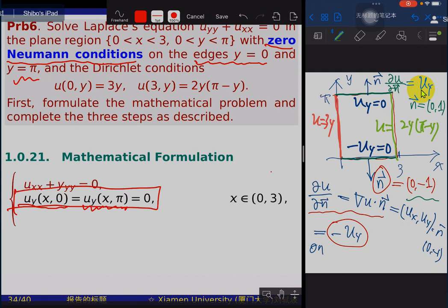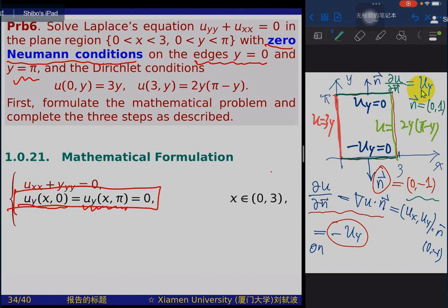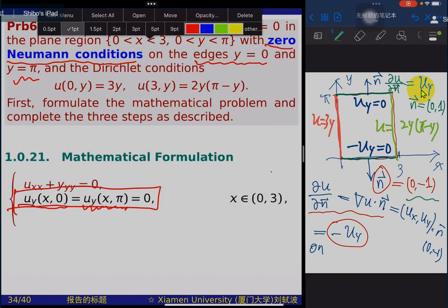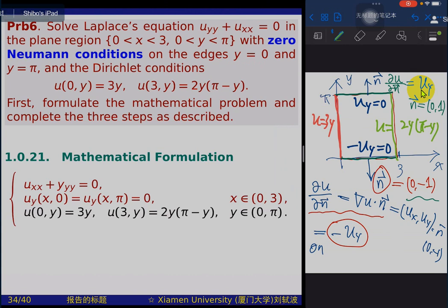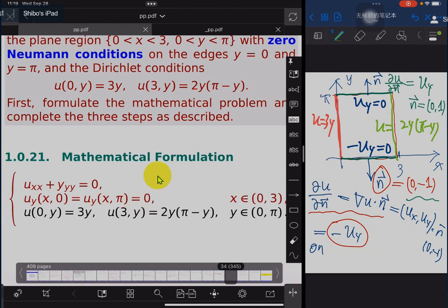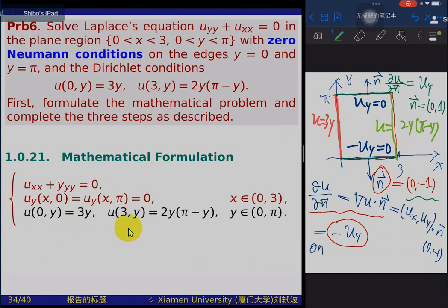Next, we consider the other two boundaries, that is left and right, the Dirichlet boundary condition. When x equal to 0, u is 3y. When x equal to 3, u is 2y times (pi minus y). So this constitutes the mathematical formulation for this problem. So we need to solve this Laplace equation with mixed boundary conditions. On two segments of the boundary, we have a Neumann boundary condition, which is homogeneous because it equals 0 here. And then we have a Dirichlet boundary condition on the other segments of the boundary. So that is the mathematical formulation.